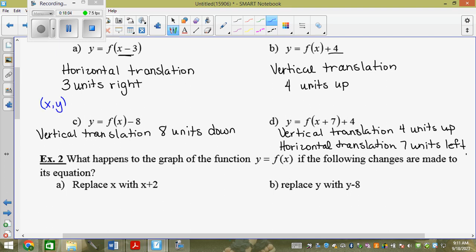Wow, I'm struggling with the mapping. So, horizontal translation 3 units right. Does that affect the x or the y? It's horizontal. x. How do I move an x 3 right? What do I do to it? Add 3.